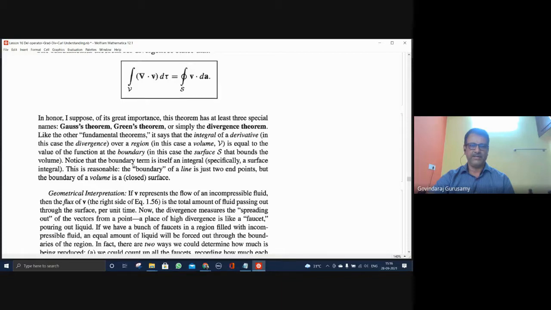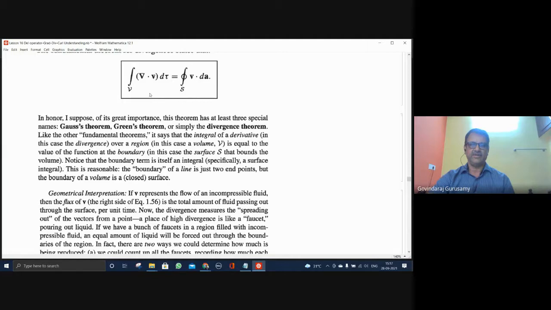Notice that the boundary term is itself an integral, specifically a surface integral. This is reasonable. The boundary of a line is just endpoints, but the boundary of a volume is a closed surface. Is it not? That's also correct. The boundary of a volume is a closed surface. That's the meaning of this.